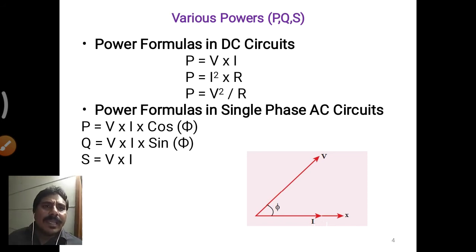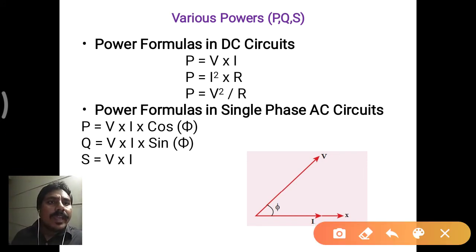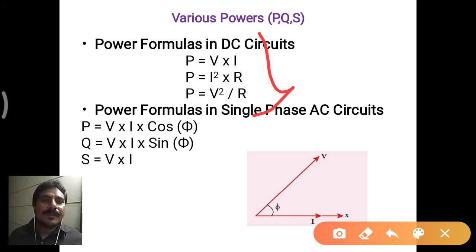Now, I want to give the various powers in DC circuits and AC circuits. Already we know that in DC, these are the various expressions for power: power is equal to voltage into current, power is equal to I square R, and power is equal to V square by R. These are the power expressions for DC circuits.